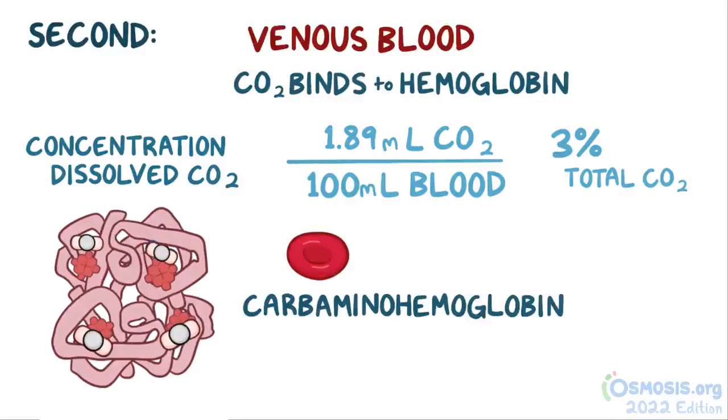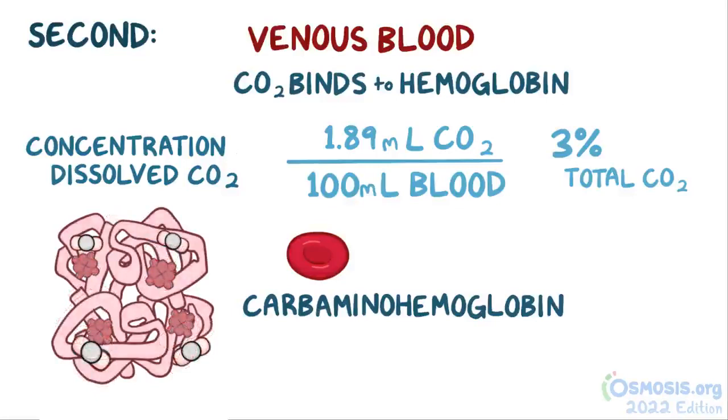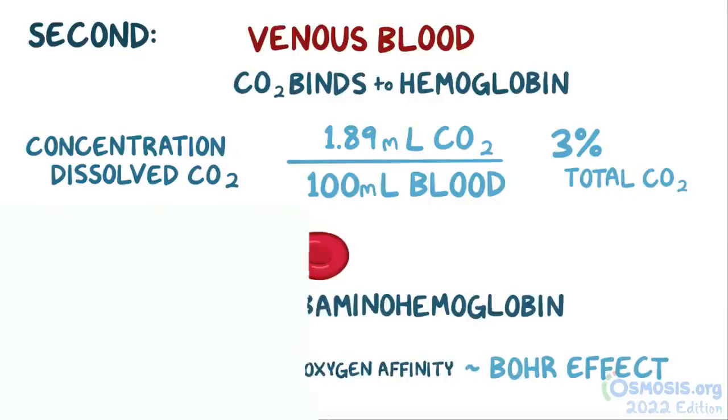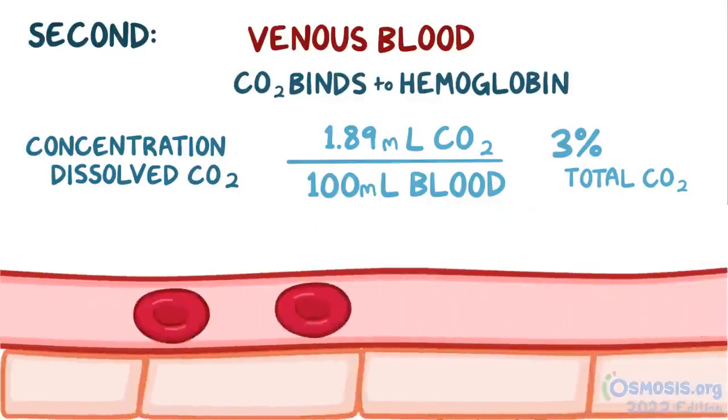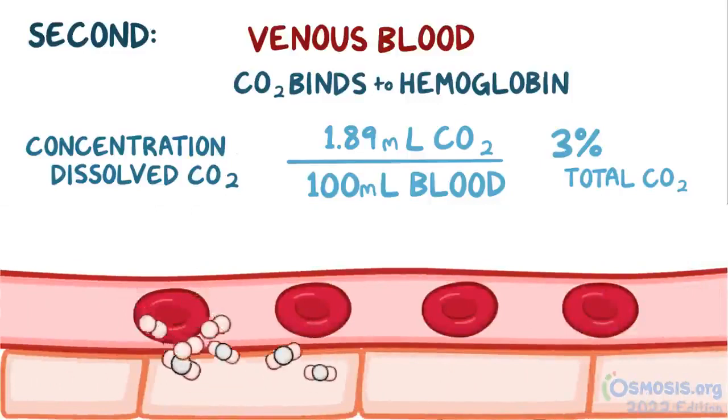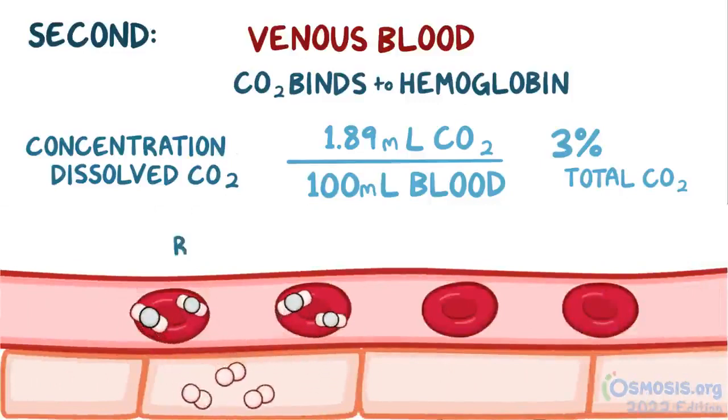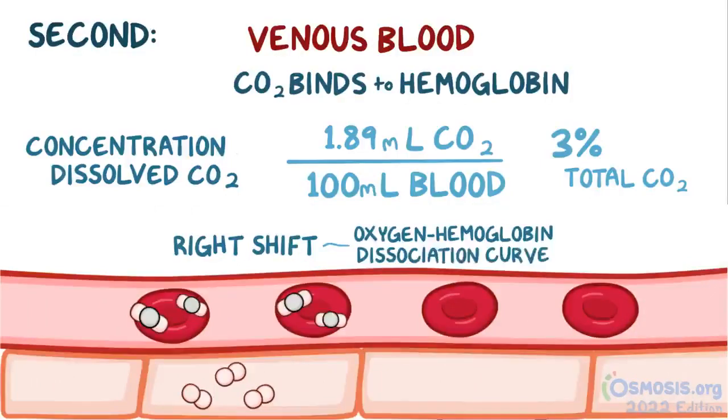Now, carbaminohemoglobin has a slightly different shape than hemoglobin, and it has less affinity for oxygen, and this is called the Bohr effect. This leads to slightly more oxygen becoming unbound and getting dropped off in tissues full of carbon dioxide, and this causes a shift to the right in the oxygen-hemoglobin dissociation curve.